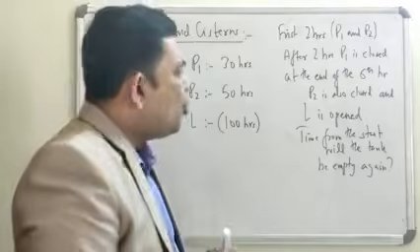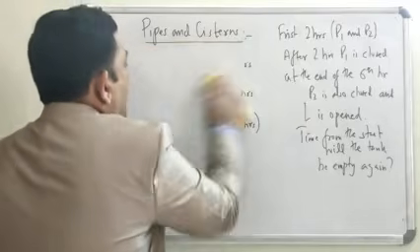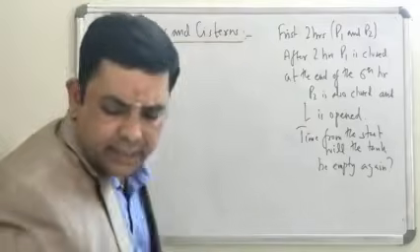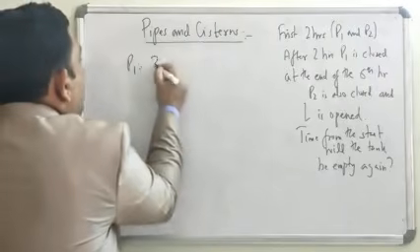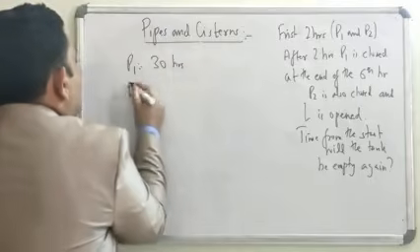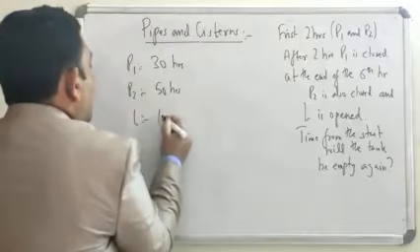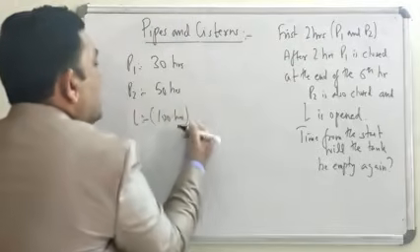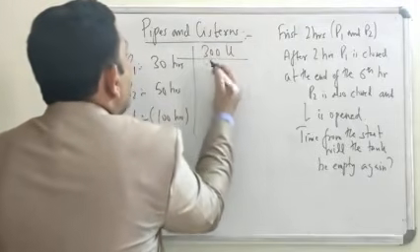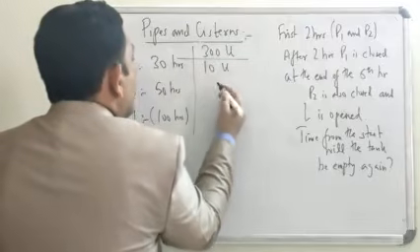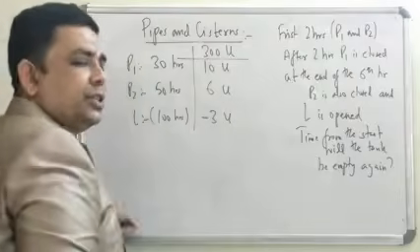Okay, so let's do one thing. Let me write it a little bit towards this side. So P1 was 30 hours, P2 was 50 hours, and the leak was 100 hours. Very simple. Okay, so what we'll do, we'll take this as 300 units. So this is 10 units, this is 6 units, this is minus 3 units.